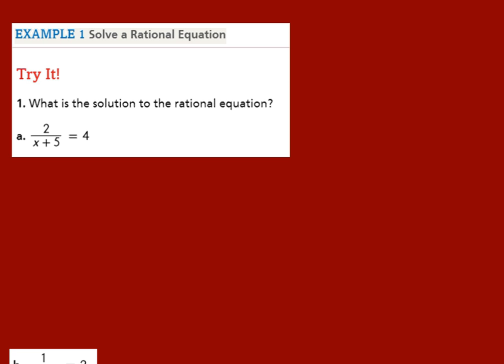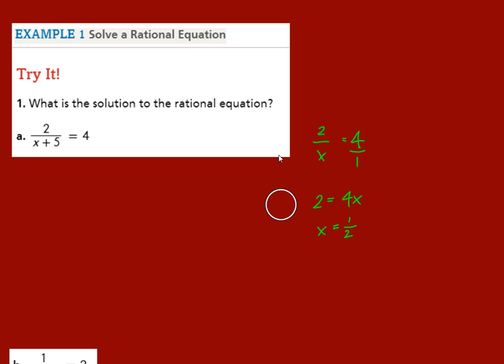Example 1, solve a rational equation. What is the solution to the rational equation? Once again, let's go way back to when we first learned how to do this with fractions. If we had something like 2 over x equals 4, we pretend that was over 1, cross multiply, get 2 equals 4x, divide by 4, and get x equals 1/2. That's exactly what we're going to do. We're going to cross multiply when we can. That's kind of what we want to go for here, is cross multiplication.